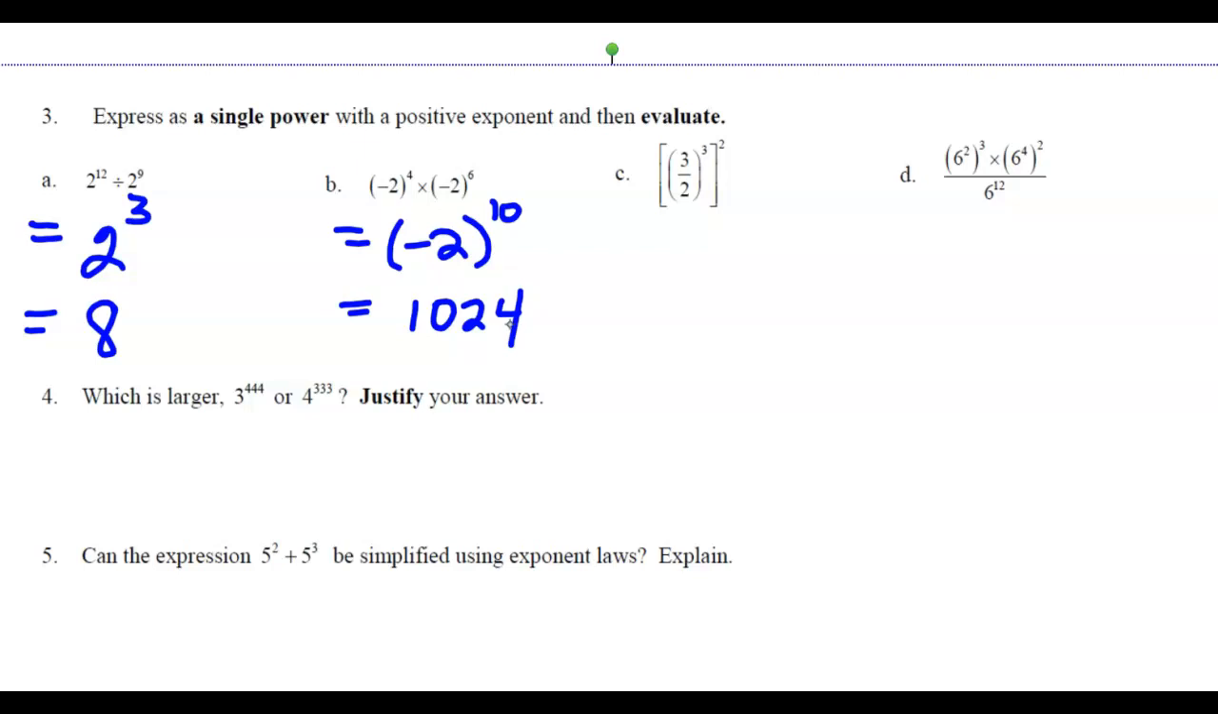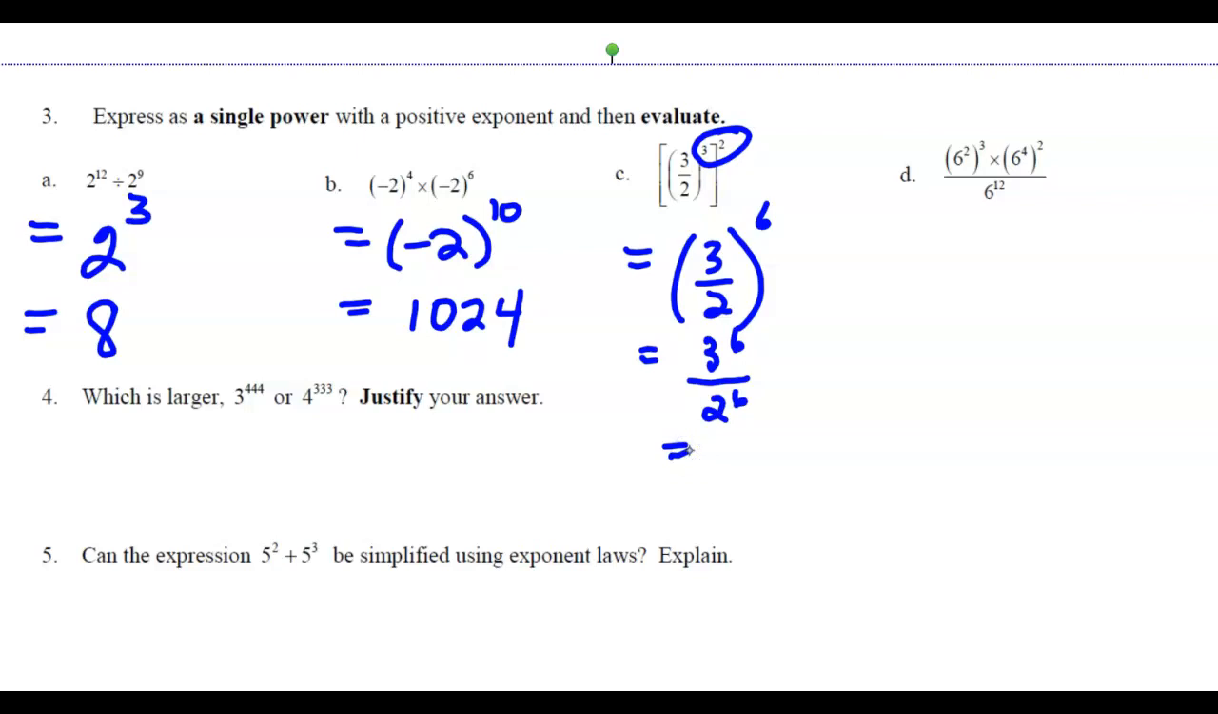If it just said evaluate, then you could find the value of each factor and multiply them together. But it said to show as a single power first, so we have to show that step. Okay, so as a single power here, power of a power, we're going to multiply those exponents, so it's to the 6th. And then you can show it as 3 to the 6th over 2 to the 6th, or just evaluate it right away, up to you.